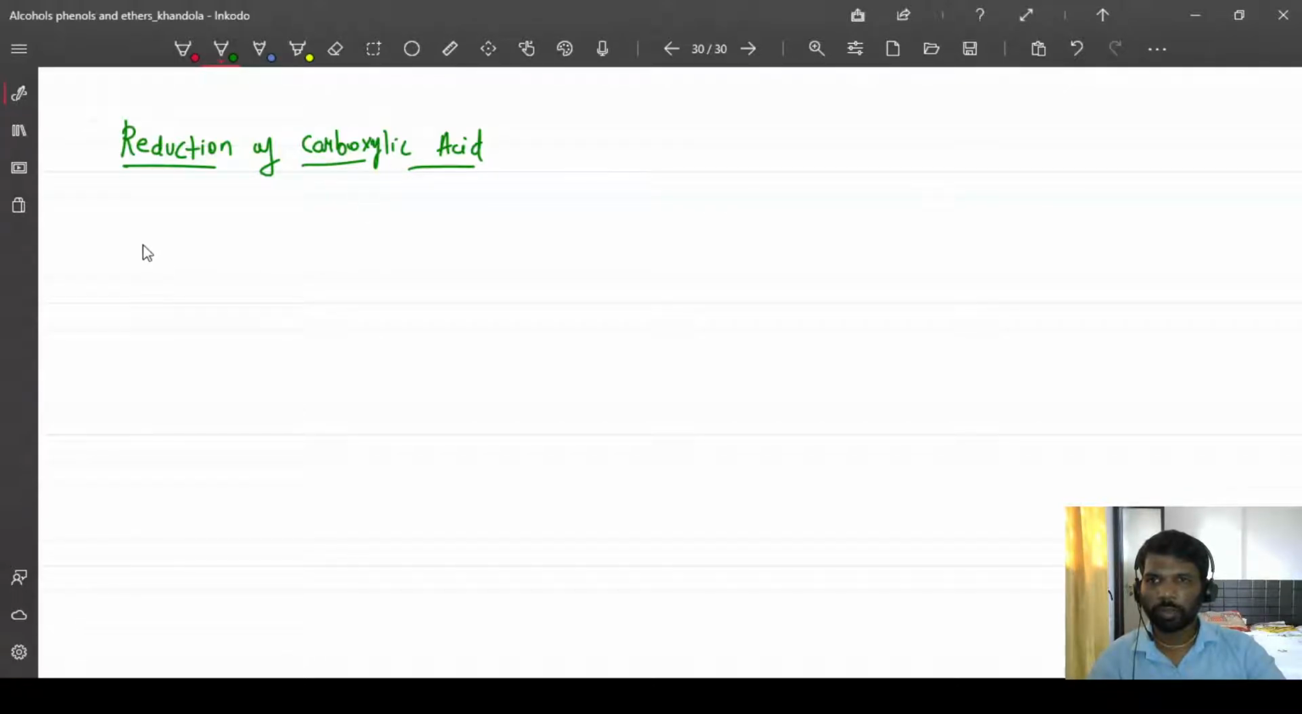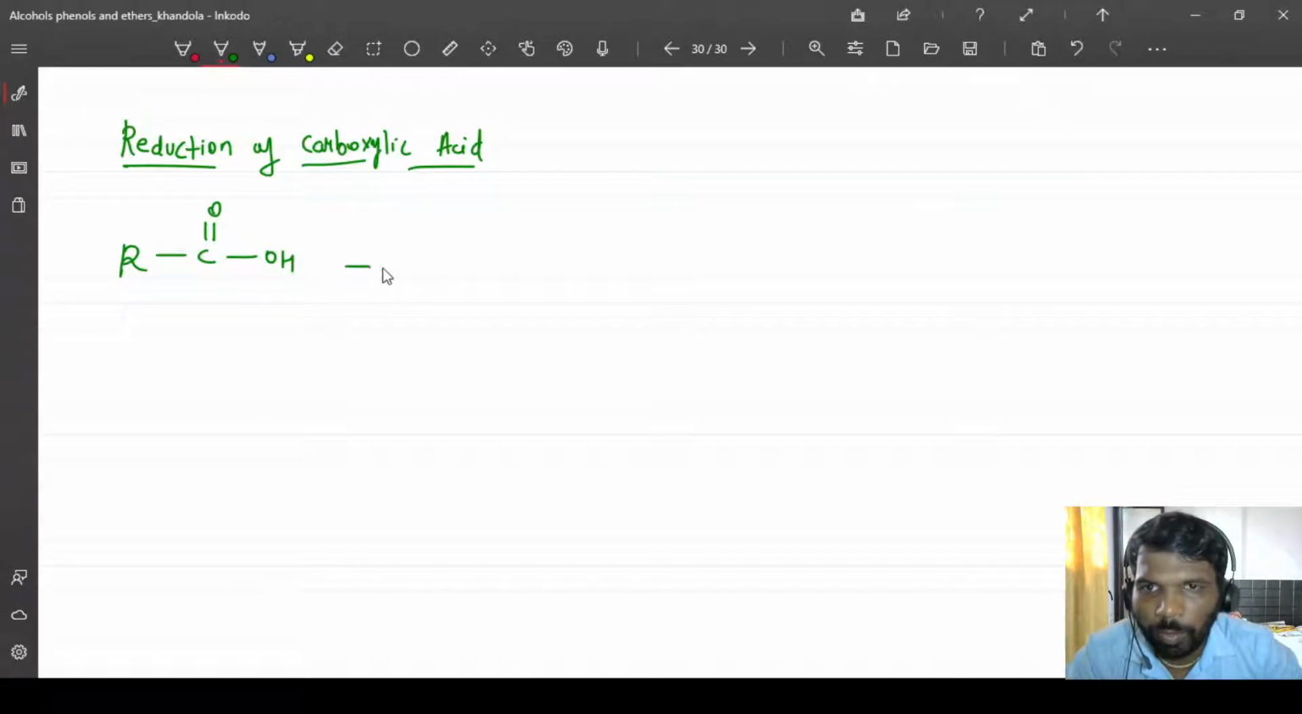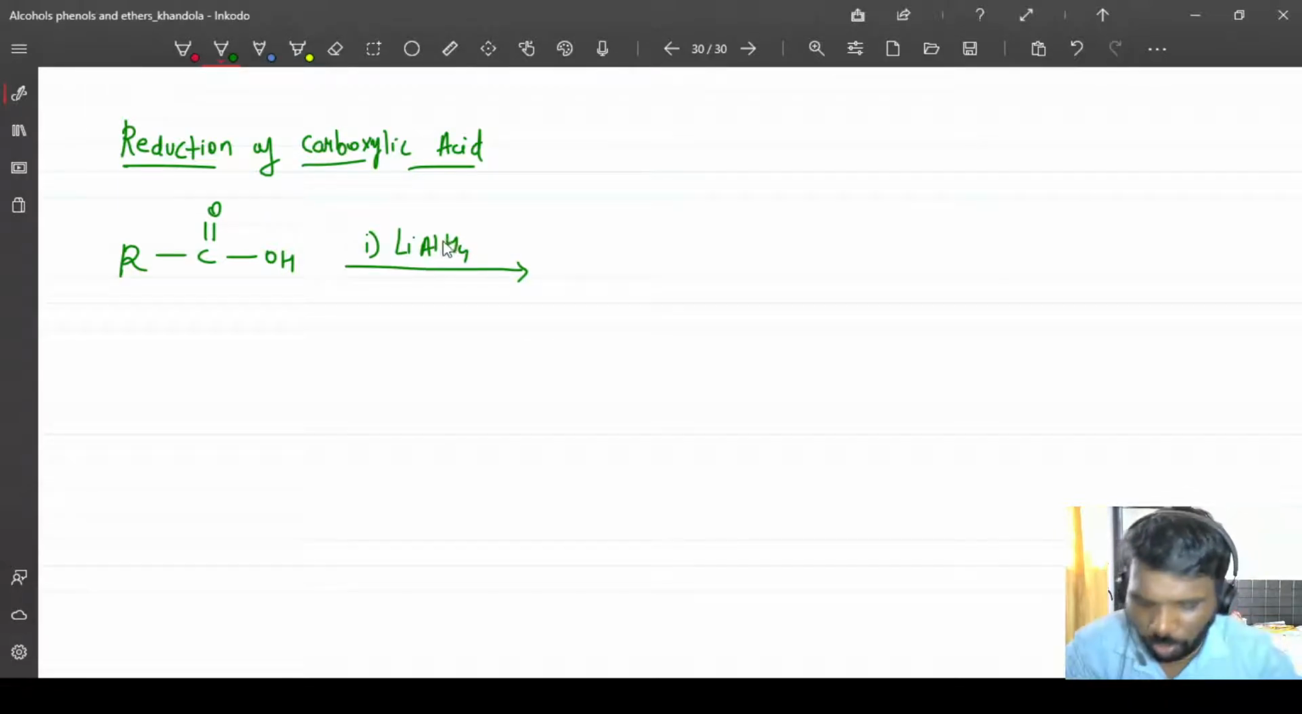Okay, I'll take a carboxylic acid. I'll write a general reaction: R C double bond O, and here it is OH. This is a general example of the carboxylic acid. The reagent used is lithium aluminum hydride, a very strong reducing agent, and the other we are using is water.